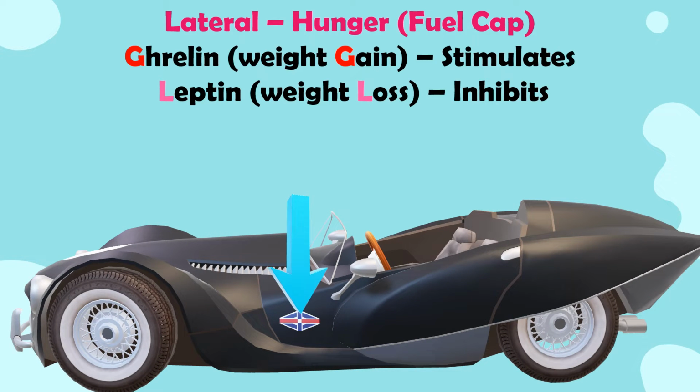Let us take this as a fuel cap, which is laterally placed, and here it is the feeding center, the hunger center. There are two hormones which play an important role: ghrelin, which is for weight gain, that stimulates the lateral hypothalamus, and leptin, which is for weight loss, which inhibits the lateral hypothalamus.